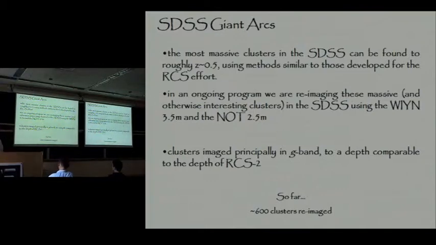I'm also heavily involved in a program following on Sloan where basically we're taking a cluster catalog defined out of Sloan, using the Sloan imaging data to define a cluster catalog in the same way we did in RCS, and then re-imaging those systems in blue filters at the WIN telescope and at the Knot telescope in the Canary Islands to a depth that's very similar to the RCS2 depth to go and look for arcs. Okay, we've re-imaged about 600 massive clusters out of Sloan so far.